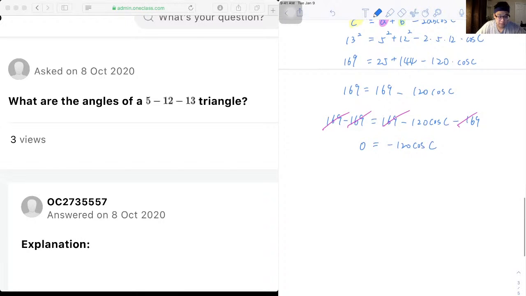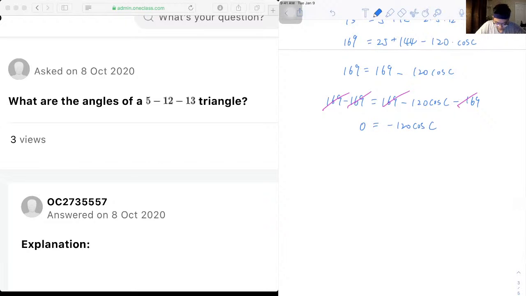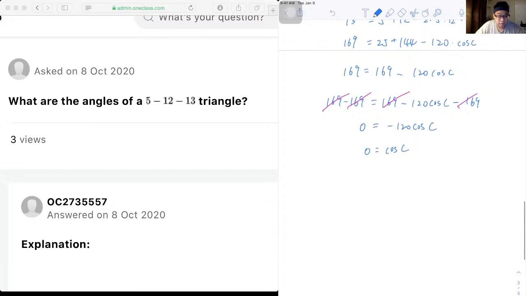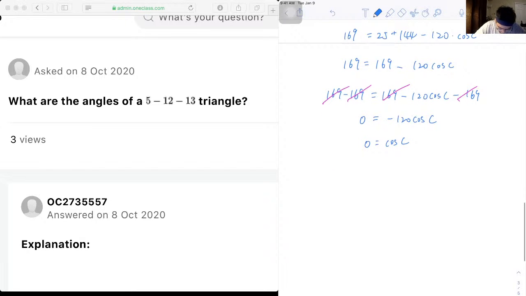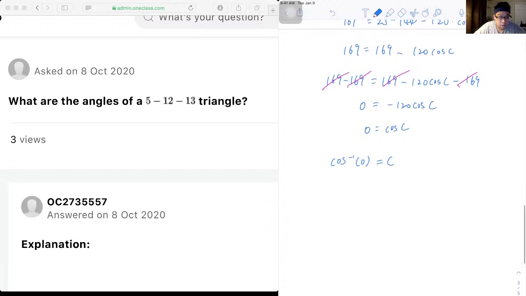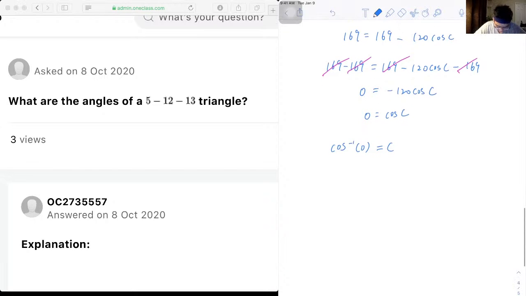And we're just dividing both sides of the equation by negative 120. That will give us 0 is equal to cosine C. Okay, and taking the inverse cosine of both sides of the equation, we will have cosine inverse 0 is equal to C, right? So C is just equal to 90 degrees.